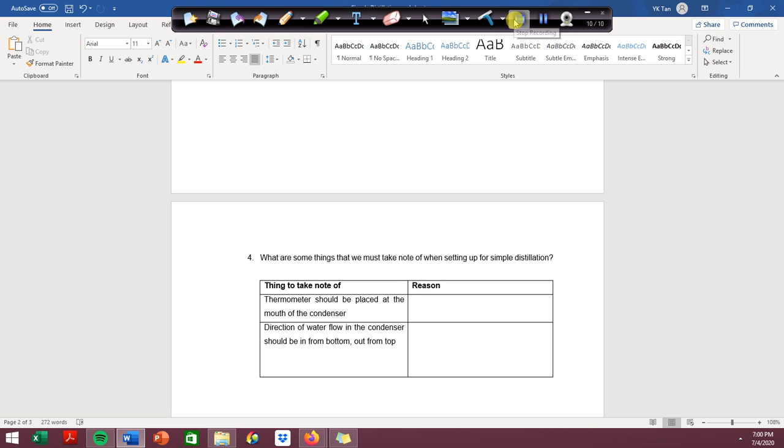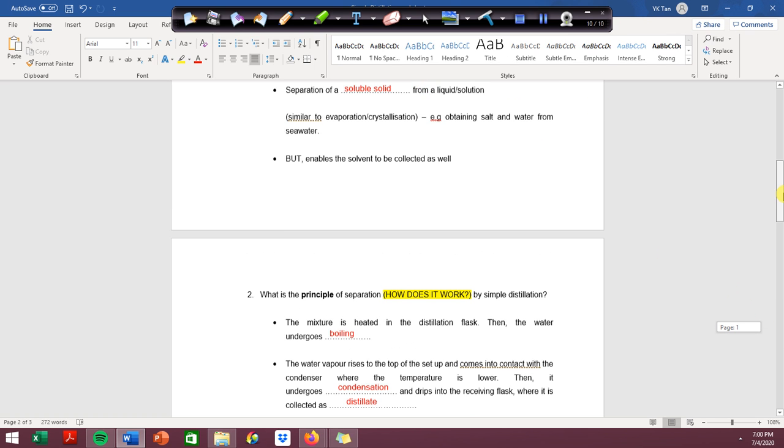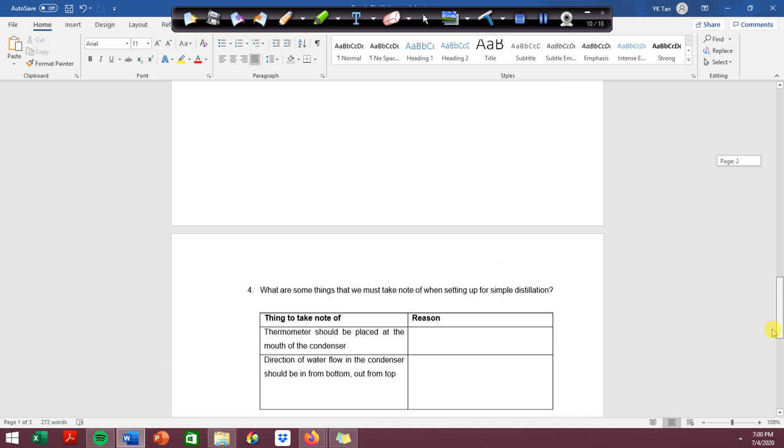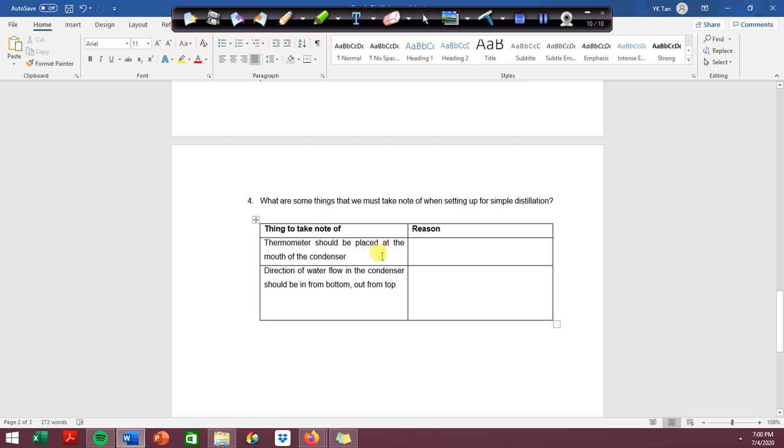The first thing is that the thermometer should be placed at the mouth of the condenser. Now, there are some people, when setting up for distillation, who will put the thermometer here or even here, just above the meniscus of the mixture, and that is wrong. The thermometer should be placed at the mouth of the condenser to enable us to accurately measure the temperature of the vapor.